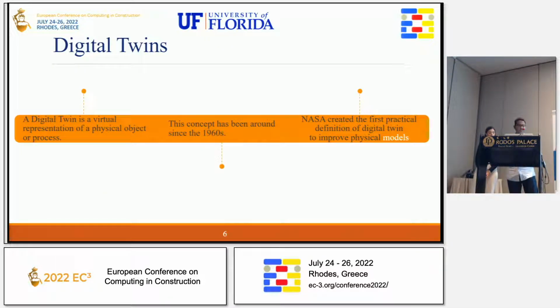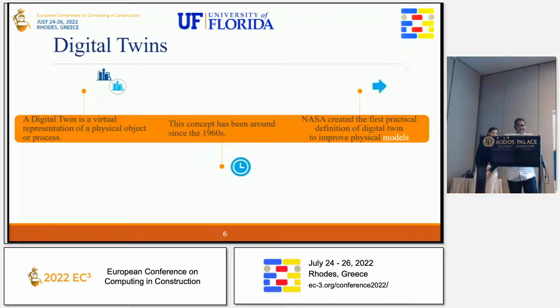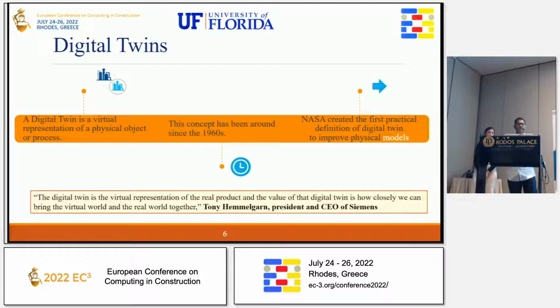A digital twin is a virtual representation of a physical object, a geometrically accurate representation of an object. This has been around since the 1960s, and NASA was the first to come up with this term. Today, there are many companies working on digital twin technologies, and recently Siemens and NVIDIA signed up for making a digital twin version.